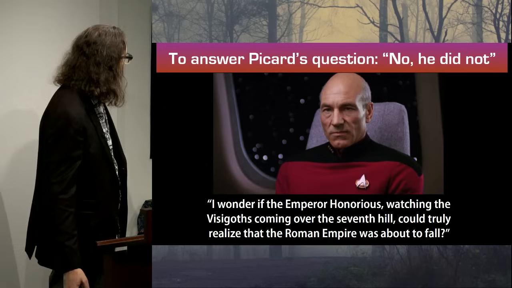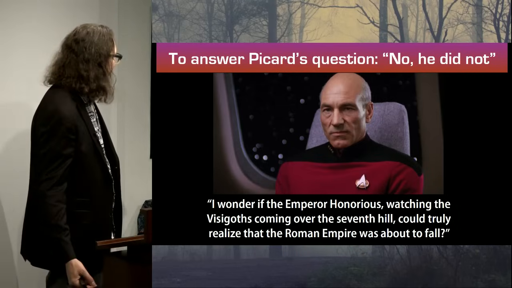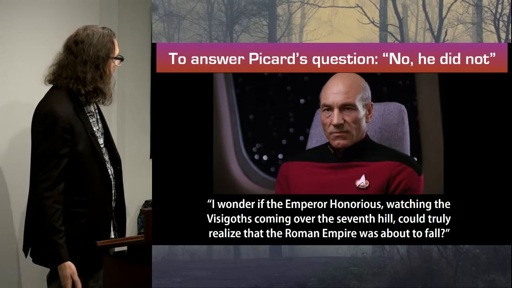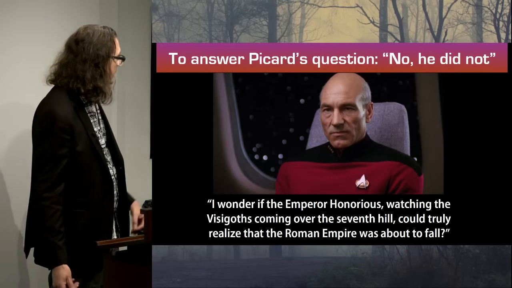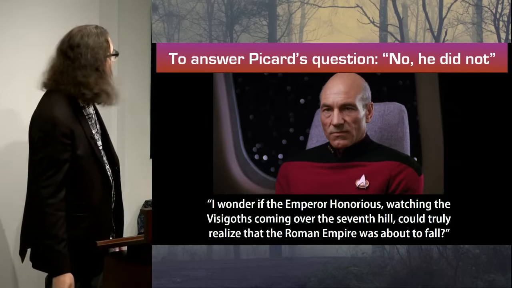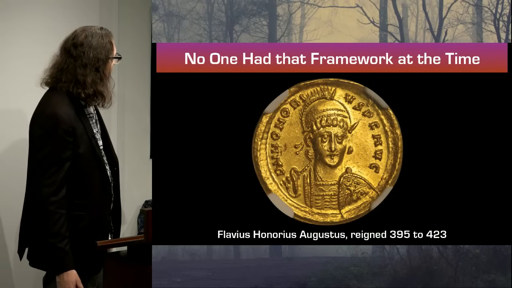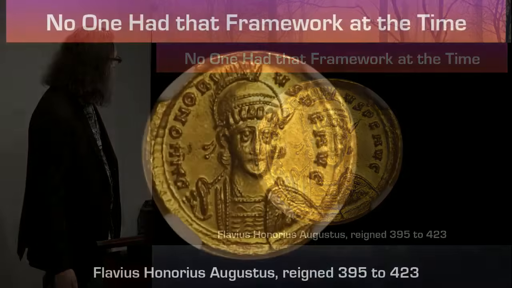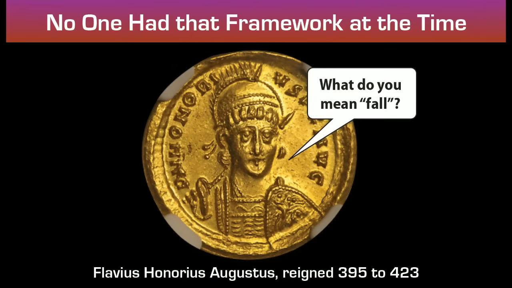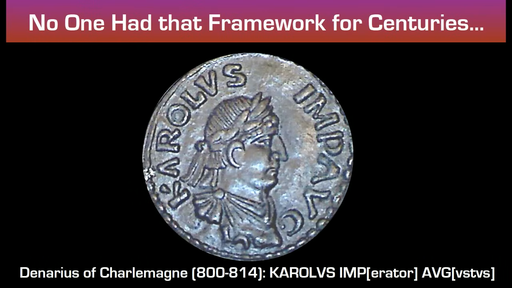So to answer that question that Picard asked, which is, I wonder if the Emperor Honorius, watching the Visigoths coming over the Seventh Hill, could truly realize that the empire was about to fall. The answer is no. Absolutely not. He did not envision that. Nobody had that framework. So here's Honorius, the Emperor Honorius, who reigned in the West from 395 to 423. He does not know what you mean by the empire is about to fall. That's his gold solidus, his coin.